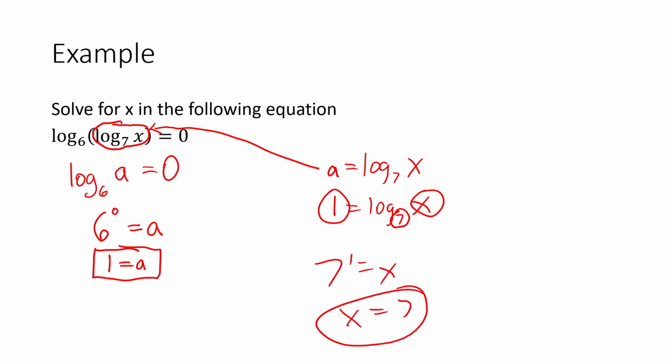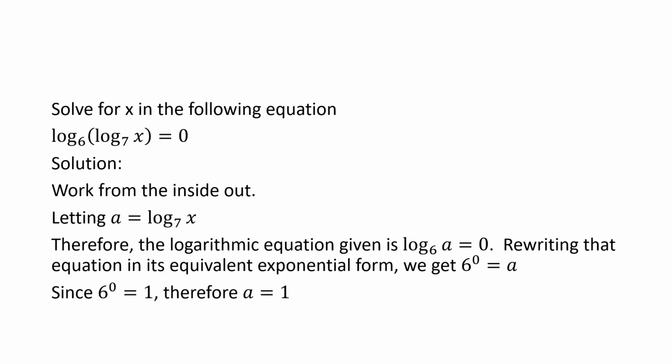Let's see if that didn't make sense; typing it out makes a bit more sense. We're going to let a equal log base 7 of x. Remember that. So what we've really got is log base 6 of a equaling 0. Rearranging this logarithmic equation exponentially, we get 6 to the 0 equals a. 6 to the 0 is 1, so we see that a is 1. But remember what a is. A is log base 7 of x.